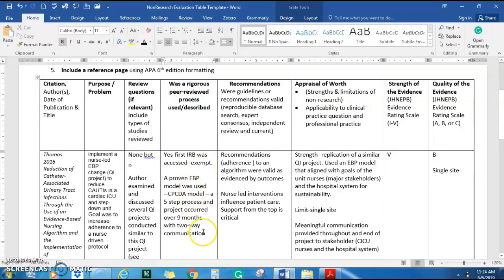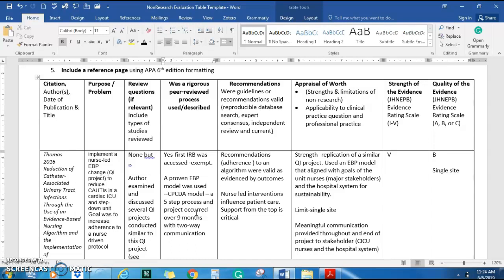I did put in here, it's not really applicable, but again, I wanted to be able to refer to it somewhere. The peer review process, this wasn't really technically, or I use this term loosely for this QI project. They did use the CPCDA model, and this is a 5-step process. But what's cool throughout this whole article is that they really communicated.